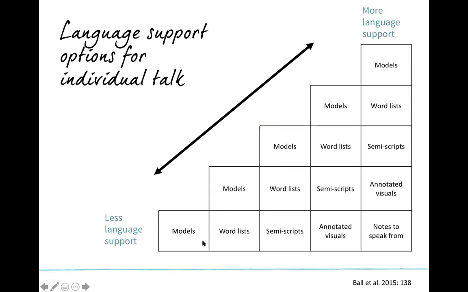If we think about what this could look like, the least amount of language support we want to provide is a model. The most we could provide could range from notes plus annotated visuals to scripts, semi-scripts where parts are filled in, word lists that they could use, and models. So there's a progression here. And this is a useful way to think about differentiation as well. How many of these options do your students need to be able to talk confidently within the classroom, or to be able to present confidently to other people in a language that isn't their first language?